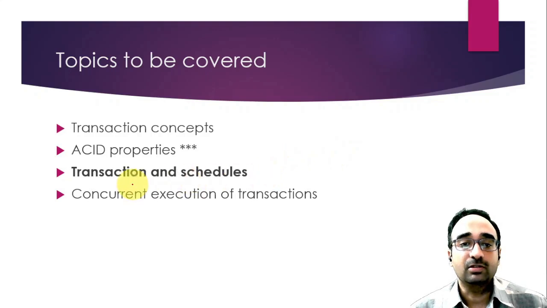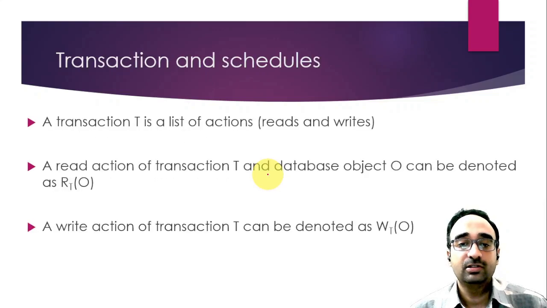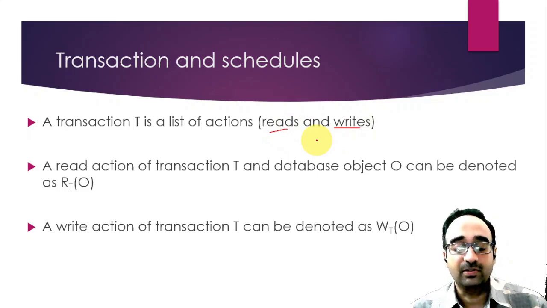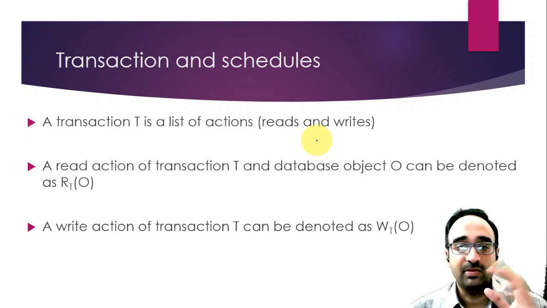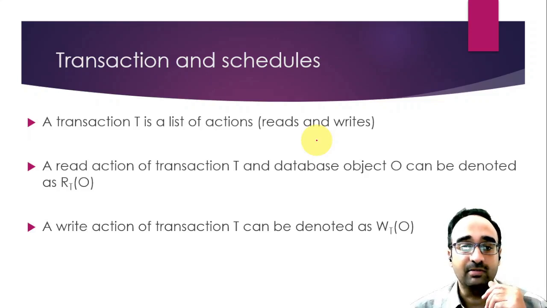So in this video we are going to discuss the topic transactions and schedules. We will see what a schedule is and examples of different types of schedules. In the previous videos I told you what a transaction is: it's a collection of operations. What are those operations or actions? They are read operations and write operations. So you are reading an object from the database and you are writing data to an object in the database. Now let's see some notation here.